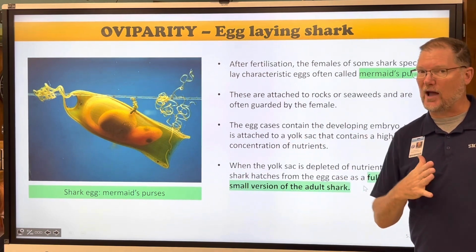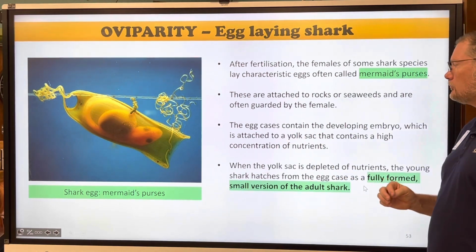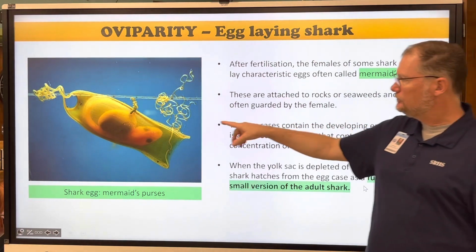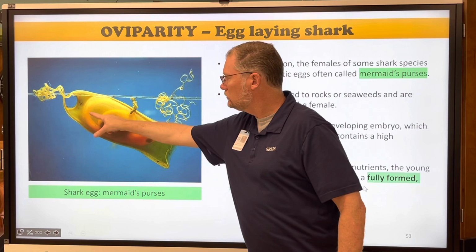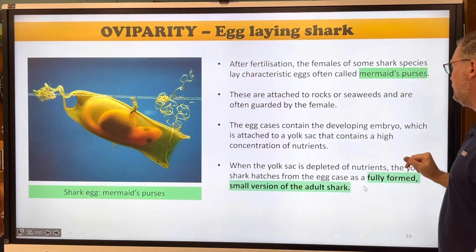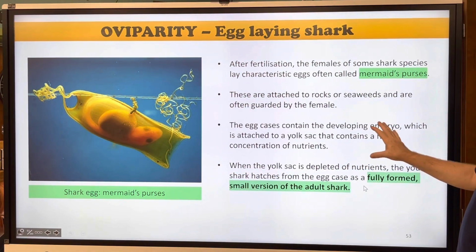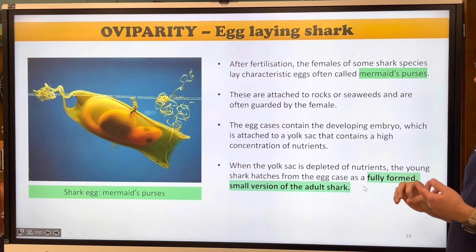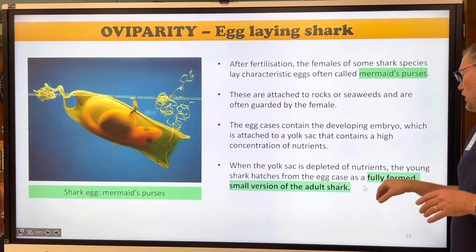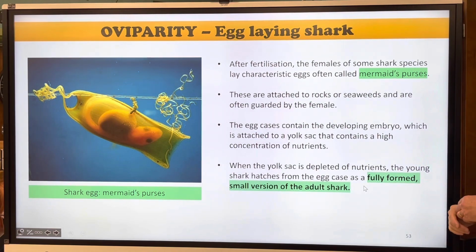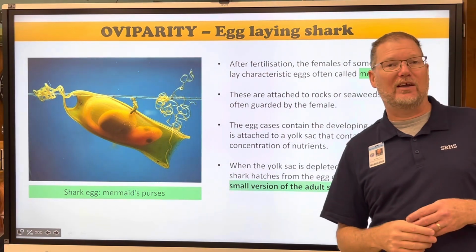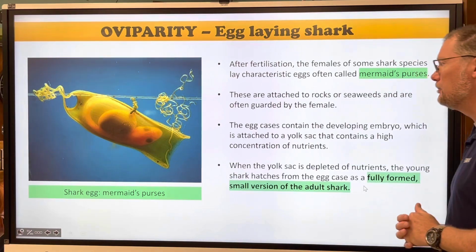Closer to K strategy, right? And they have the egg sac and the young inside, and a high concentration of nutrients. When that yolk sac is depleted of nutrients, the young shark pushes its way out and is a fully formed version of its parent, which is pretty amazing.